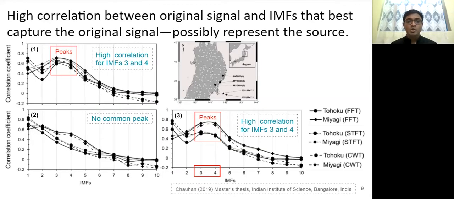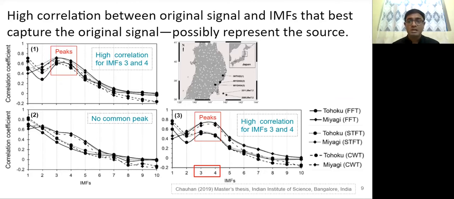Keeping this in mind, Chauhan 2019 employed the Pearson correlation coefficient to identify the IMFs that best capture the characteristics of the original signal. For the two earthquakes, an intraslab and an interplate event, he computed the correlation between the FFT, STFT, and CWT of the original signal and the individual IMFs.